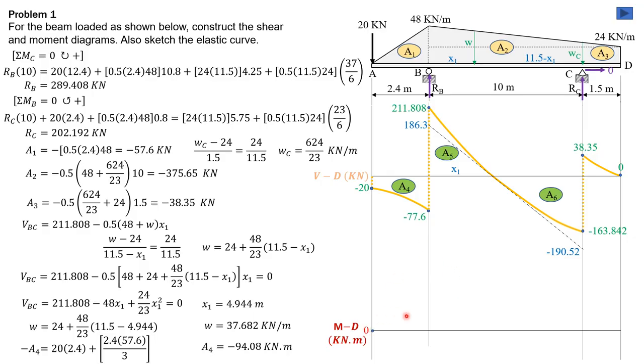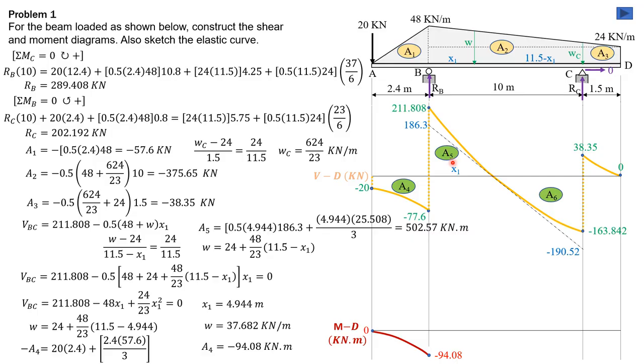From 0 moment here, this is negative increasing ordinate, so the curvature is the same as that, negative increasing. And the ordinate here is negative 94.08. Then from negative 94.08 to this point where the tangent is horizontal, we have positive decreasing ordinate, so positive decreasing slope. It looks like that, the curvature looks like that. Then the horizontal tangent at 0 shear.